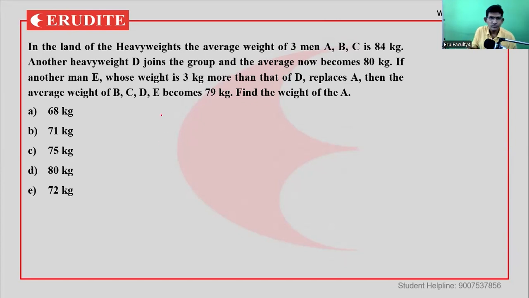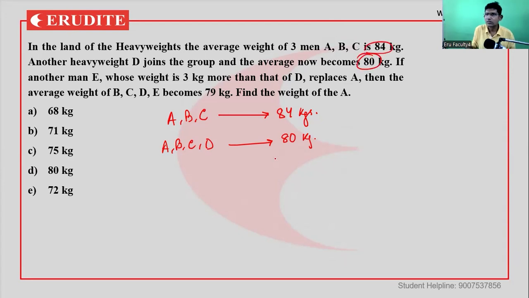So first, we have the three people A, B, C, and it says that the average is 84 kg. Now, if a new person joins, that means A, B, C, D, then the average now becomes 80 kg. Okay, that's what it says. Now, from this, how can I find the weight of D?